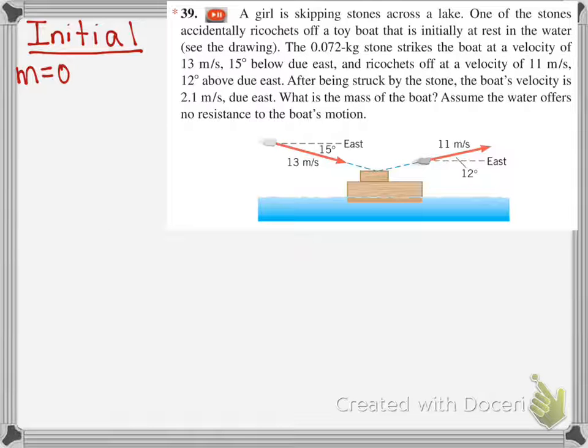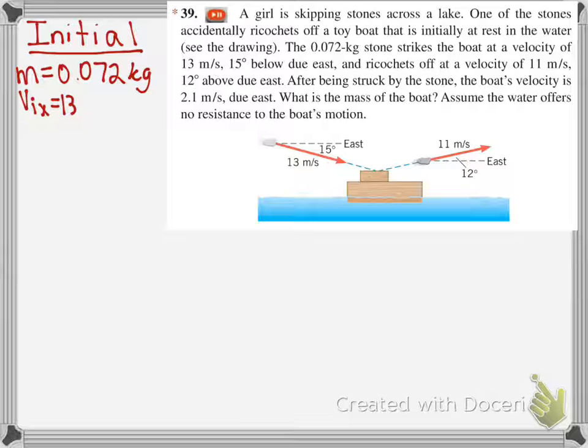Hey guys, so today we're going to use our momentum equation to find the mass of a boat. They give us some information that we're going to have to use to solve. The mass of a rock is 0.072 kilograms. Now the velocity, they don't tell us the x and y components straight out, so we have to solve for that. They just tell us generally it's going 13 meters per second at an angle 15 degrees south of east. So we have to use our trigonometry to solve for that.